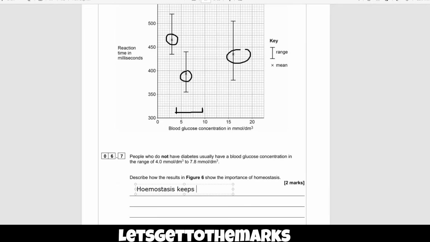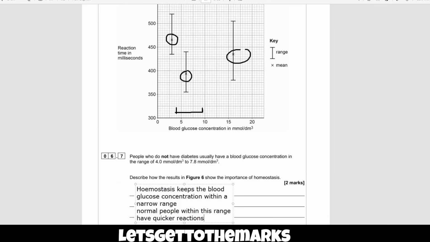So homeostasis keeps the blood glucose concentration within a narrow range. So it keeps the blood glucose concentration within a narrow range. Normal, I shouldn't really say normal people. People with diabetes aren't normal. People within this range, I should just say, have quicker reactions.